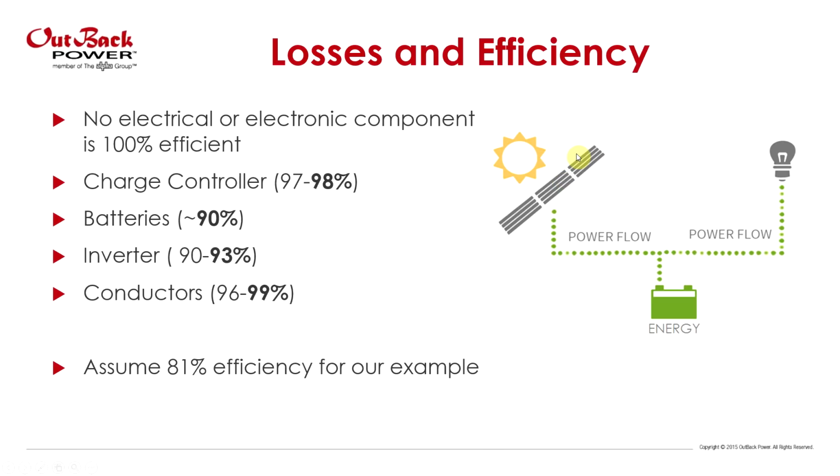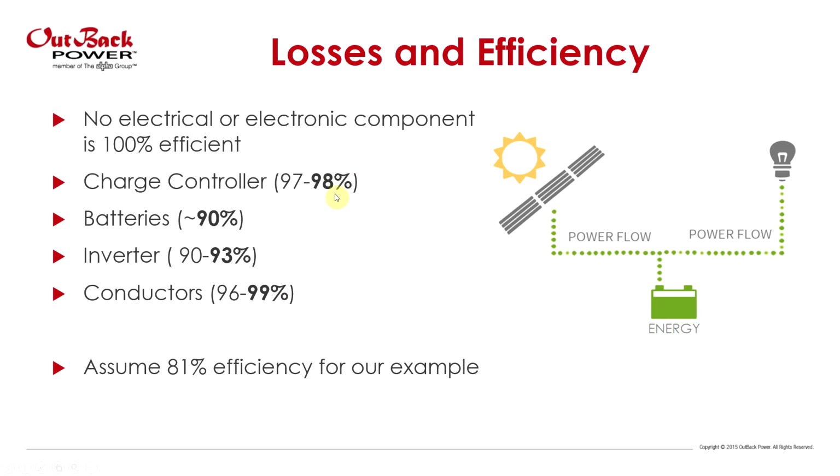Listed here are possible or typical efficiencies of solar components. When you actually do a design, you should be looking at the manufacturer literature on each of the components to get the actual efficiencies. So a charge controller could have 97, 98% efficiency. Batteries could be 90%. Inverter, 90 to 93%. Conductors, 96 to 99%.